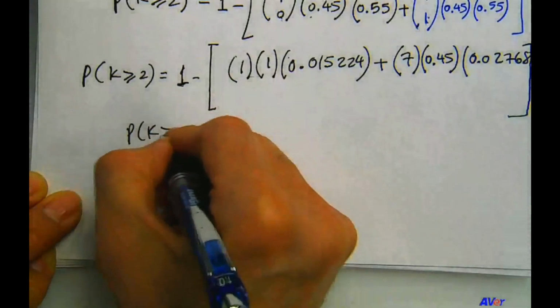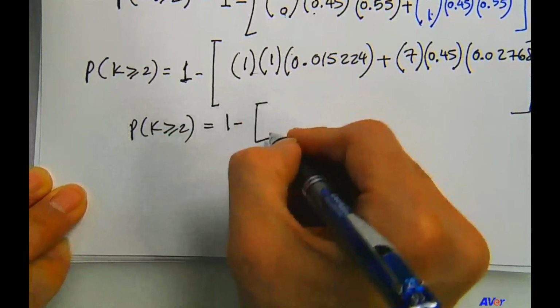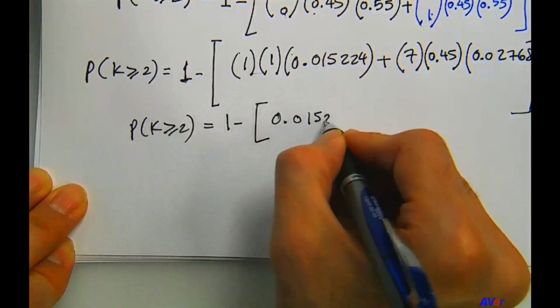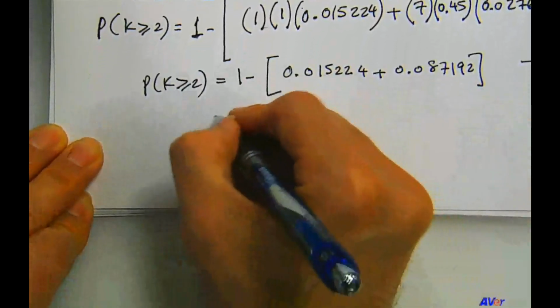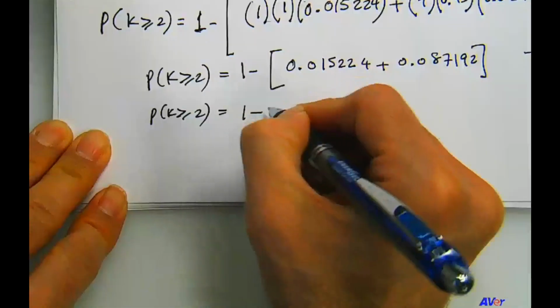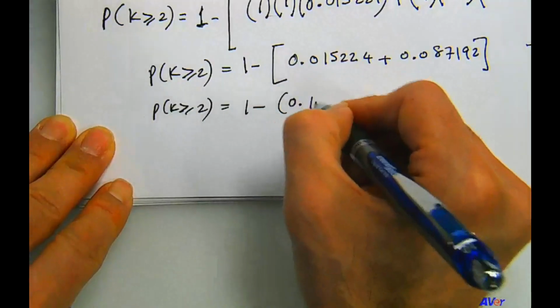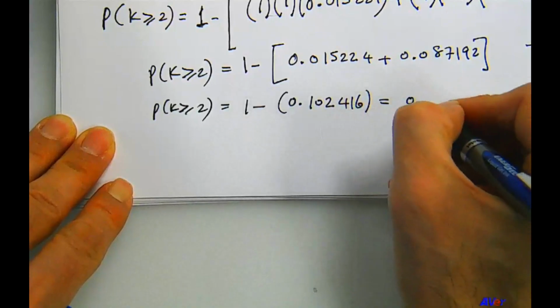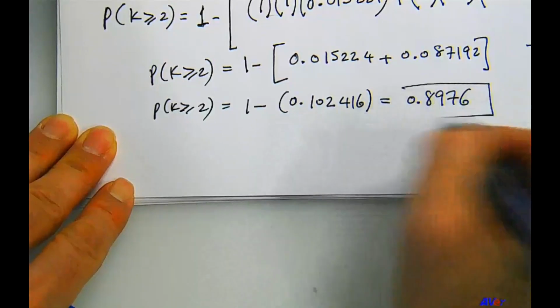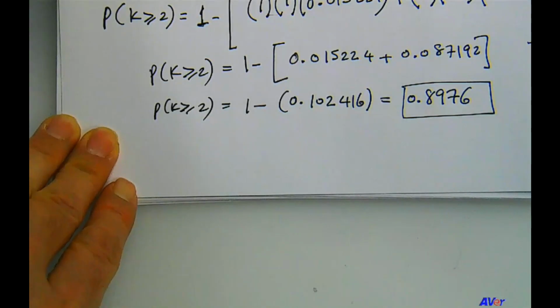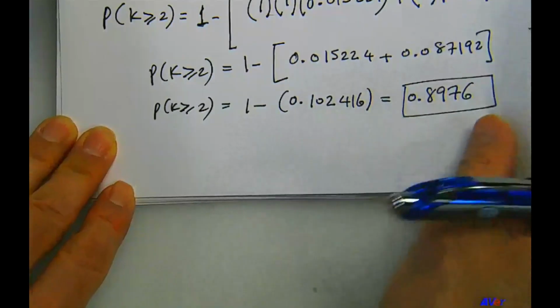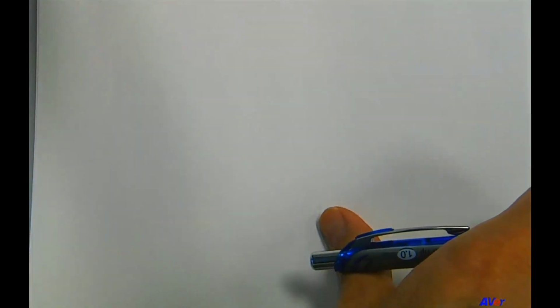Then we have the probability that k is greater than or equal to 2 equals 1 minus, then multiply all of that, we get 0.015224 plus 0.087192. So that is equal to 1 minus 0.102416 equals 0.8976, and that's the final answer. That's the probability that we surveyed these 7 and at least 2 people said that they like their jobs. Okay, I trust that you have questions. Please don't forget to ask those questions either directly or type them right underneath the video on the discussion board.